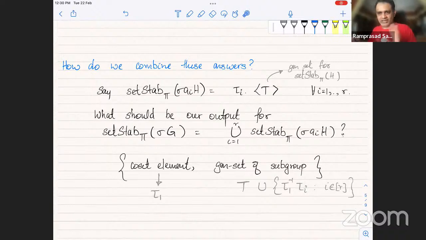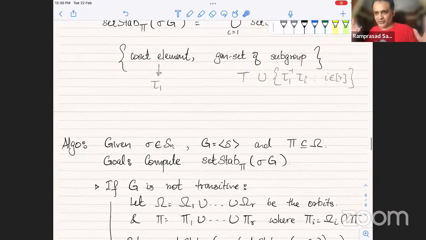Okay, so now let's zoom out, and I'm just going to give you the algorithm, which is like a wishful algorithm to solve the set stabilizer question. Okay, so this is what is going to happen. So what are we given? This is the coset stabilizer. So we are given a particular coset representative sigma, a group given by a bunch of generators, and I'm given a subset pi. And my task is to compute the stabilizer of pi with respect to the coset sigma g. Again, when I mean you compute this, what I want is give me a representative and a generating set for the subgroups. That's what I mean by that.